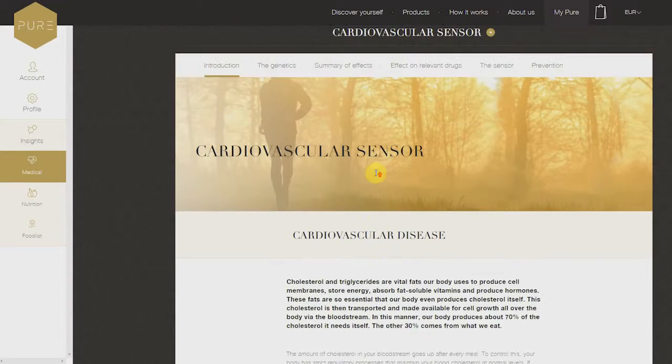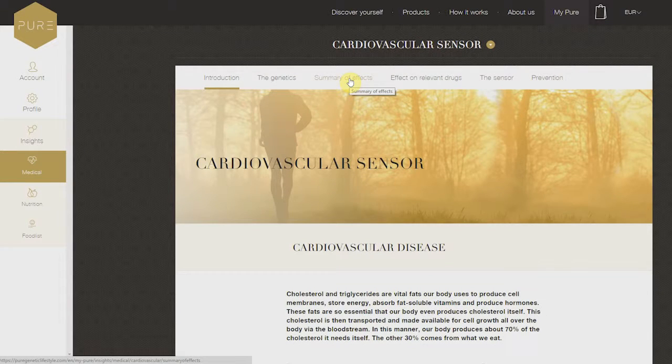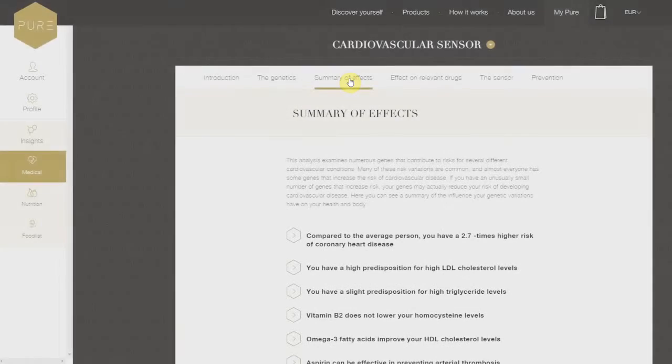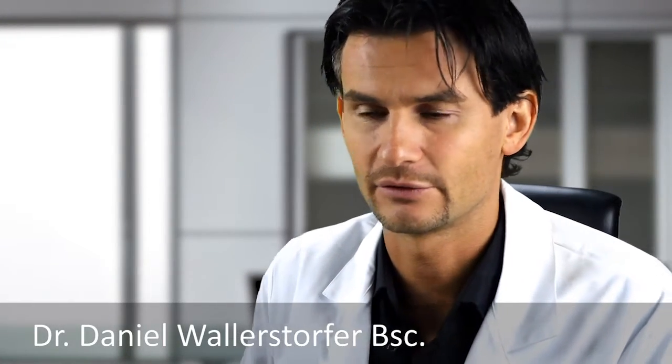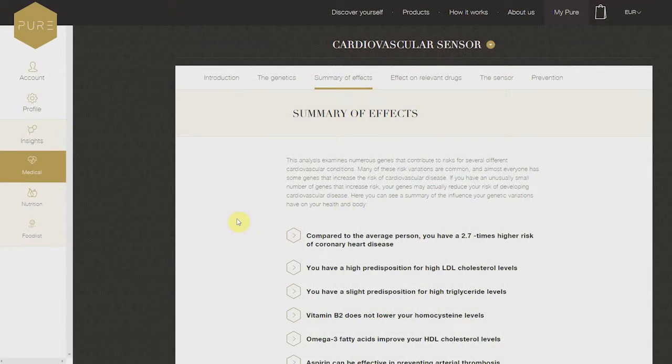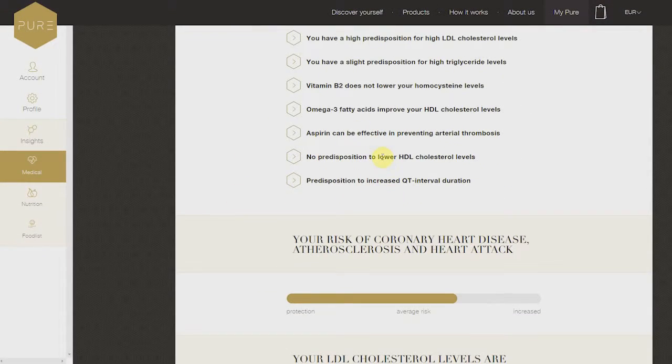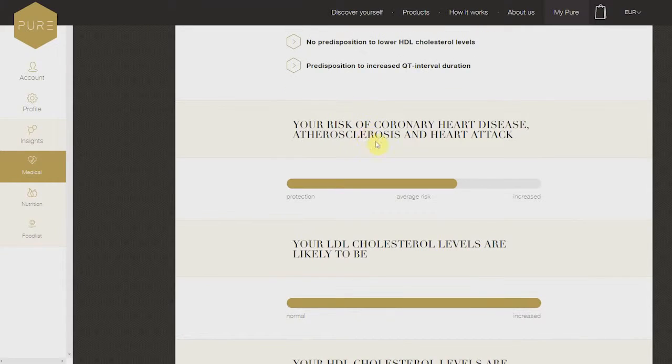This is general information, and if you want to know the results of your own genetic test, you have to click on Summary of Effects. So this is essentially all of the information that we could collect from your genetic test. We analyzed a multitude of genetic variations here because there are so many genetic variations that influence different aspects of cardiovascular health. And this is a quick summary. And I'm skipping over this section. We can come back to this in a second.